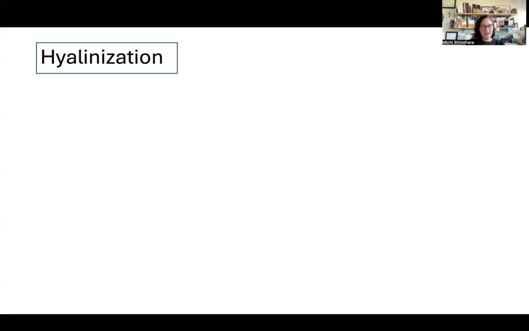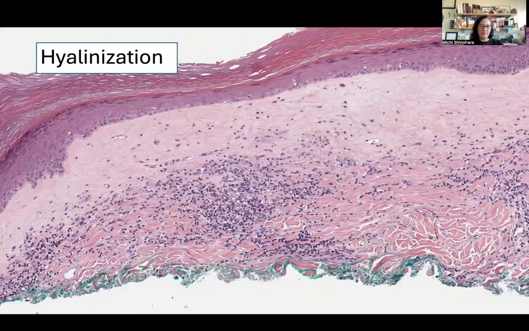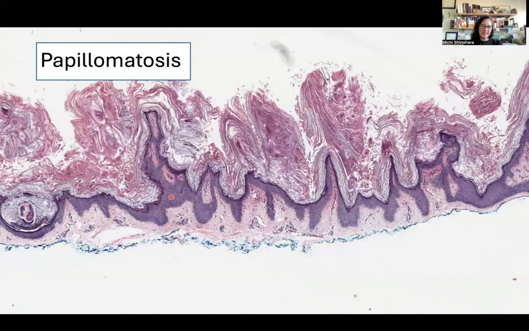Then hyalinization is a dermal change that refers to loss of the dermal collagen bundle structure. Looks like it kind of got ironed out. Can look a little edematous sometimes. We can see that here in the superficial dermis, that hyalinization of the collagen pattern. This is lichen sclerosus. Papillomatosis, wart-like, means kind of a bumpy, undulating pattern of the epidermis.